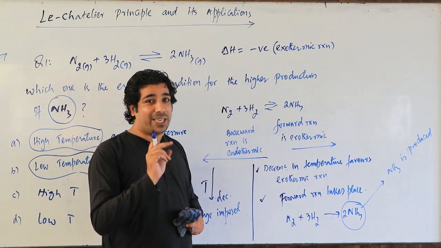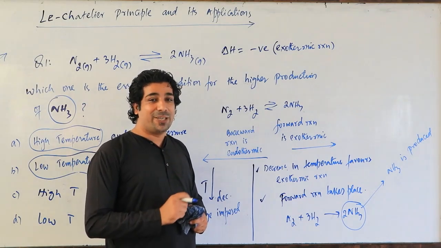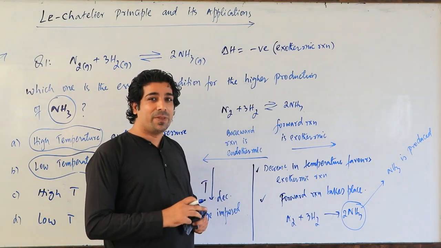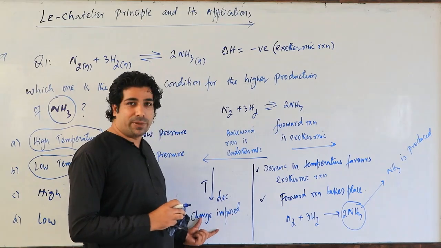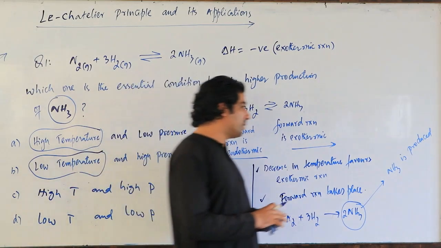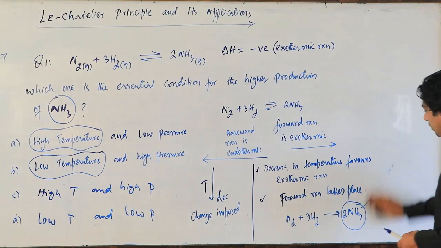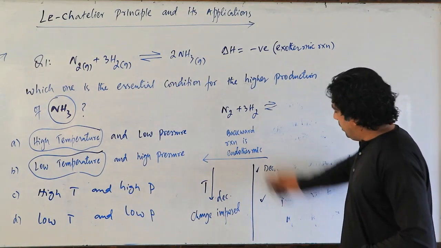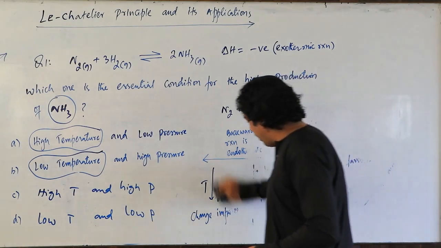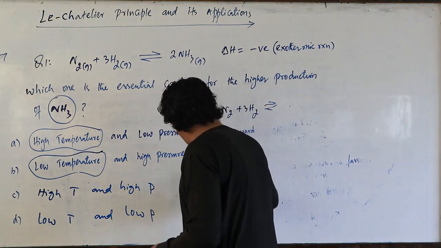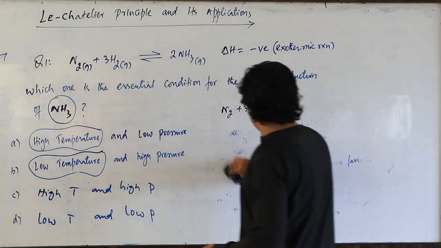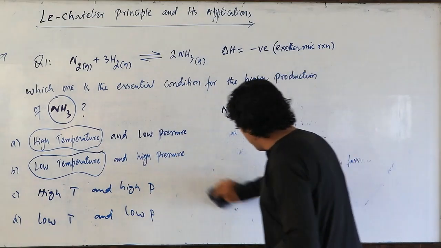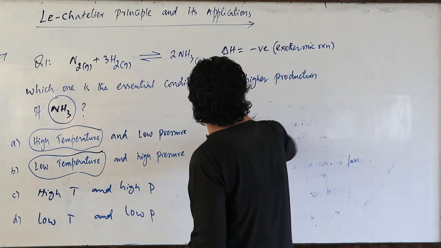And that is the application of Le Chatelier's principle, that you can produce more and more ammonia when you have a low temperature right out here. Okay? So let's go further. And let us now understand the application of low pressure or high pressure. So which one among them will favor the production of ammonia?